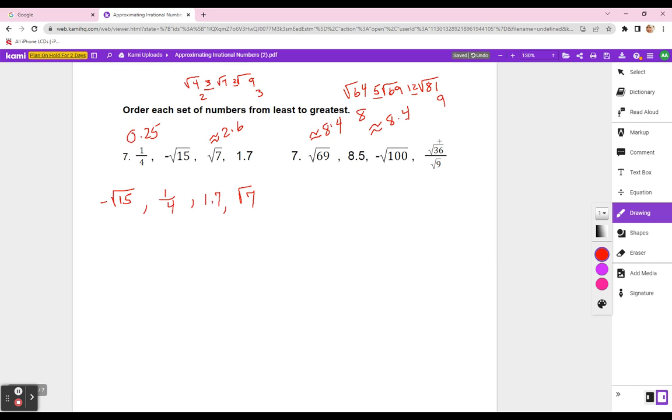All right, so in this one, the square root of 36 is 6, the square root of 9 is 3. So that gives us 2 for this fraction here. So then our smallest number is the square root of 100. And then this one here, because that gives us 2, square root of 36 over 9. And then square root of 69, and then 8.5. And this concludes this lesson on approximating irrational numbers and ordering and comparing numbers.